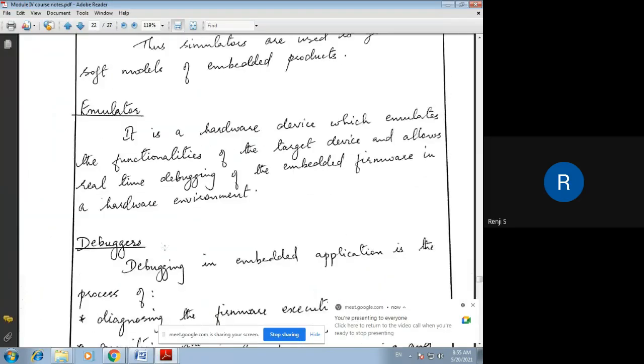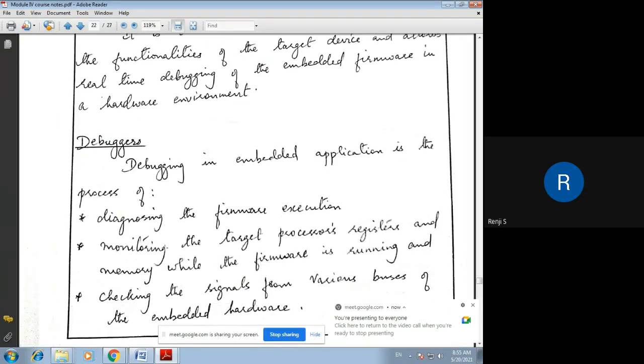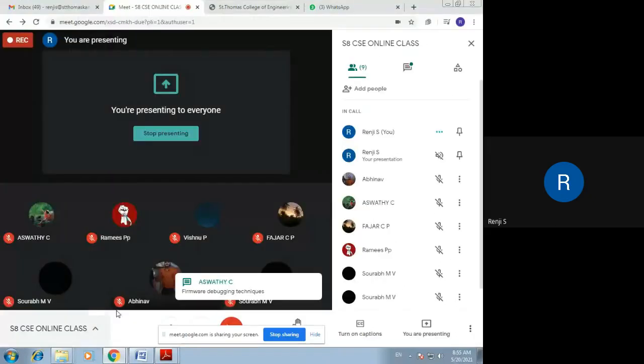So we were discussing simulators and debuggers. We have completed simulators and emulators, and we were discussing the last section of the fourth module, and that is debuggers. We were discussing firmware debugging techniques.